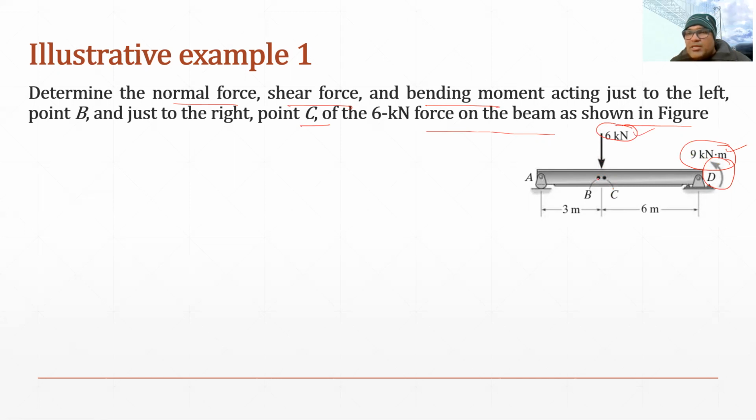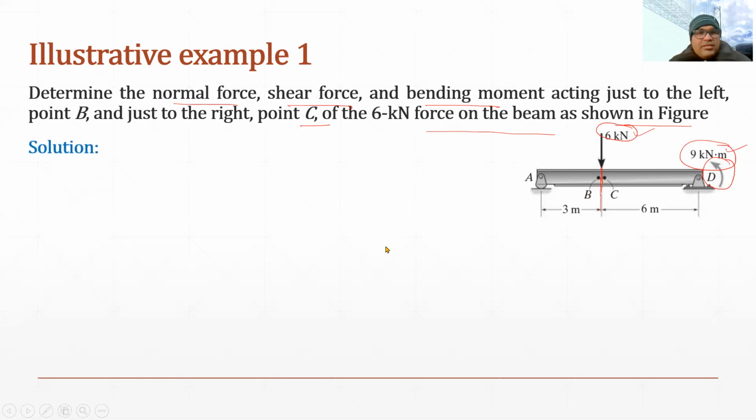Now, if this is the line of action of the 6 kilonewton force, then point B will be just left of this line and point C will be just right of this line. So we have to find out internal loading at point B and at point C. So our first step will be to find out the reactions.